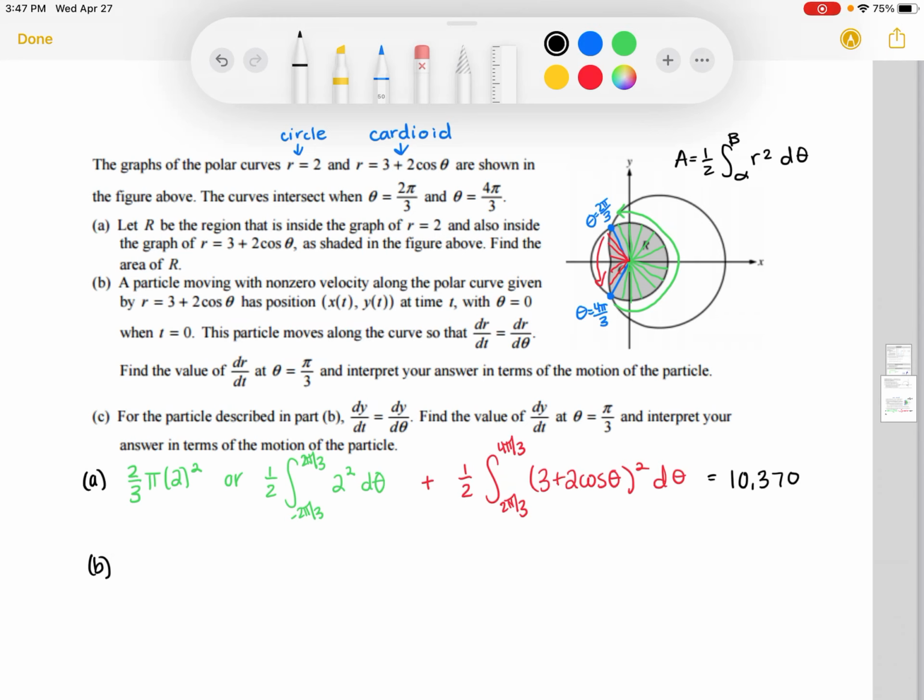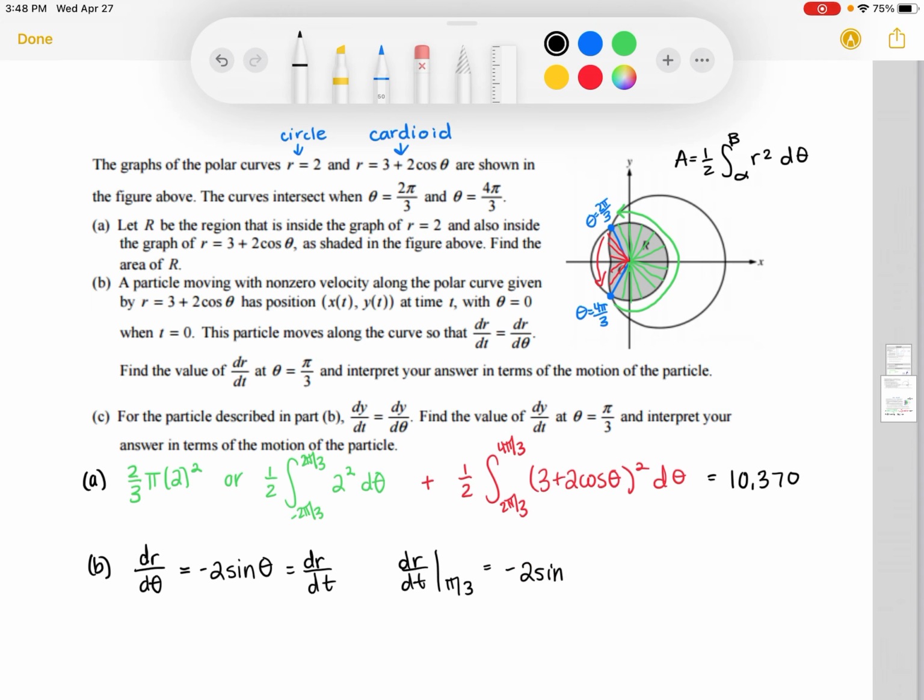and interpret your answer in terms of the motion of the particle. So first things first, if I know dr dt equals dr d theta, I can actually really easily find dr d theta because I already know r is 3 plus 2 cosine theta. So I can just take the derivative of that with respect to theta. So that would be the derivative of 3 is 0, and then the derivative of 2 cosine theta is negative 2 sine theta. And then that's supposed to also be equal to dr dt. So if I want to know dr dt at pi over 3, I can just plug in pi over 3 to negative 2 sine theta.